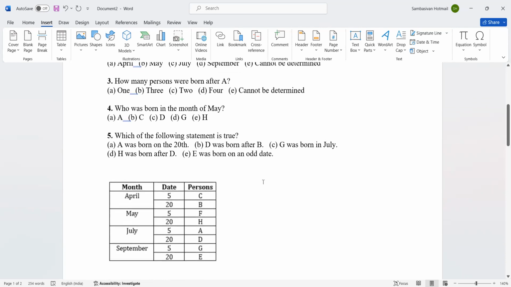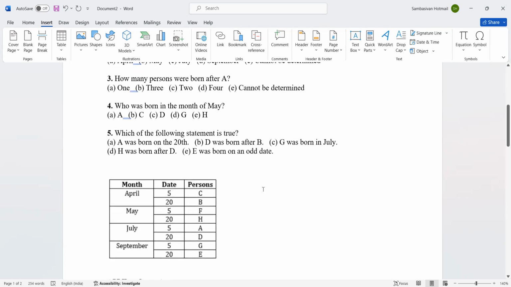Which of the following statements is true? A was born on 20th: wrong. D was born after B. G was born in July: wrong. H was born after D: wrong. E was born on an odd date: wrong. So the answer is B. D was born after B is the correct answer.